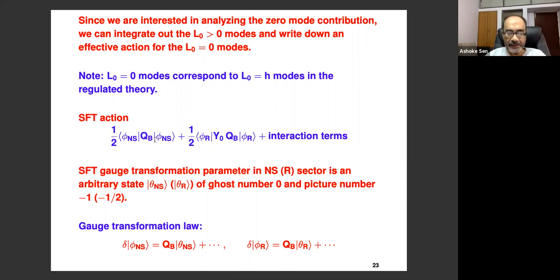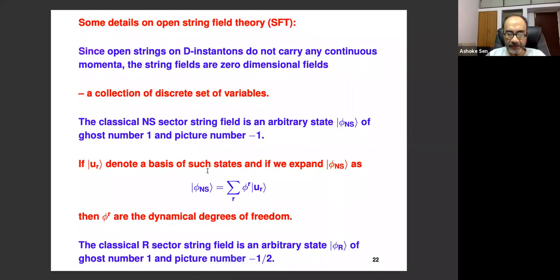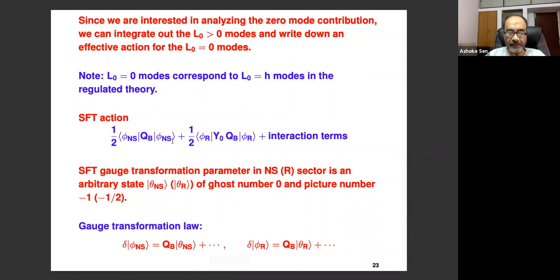This basically means that you take the expansion of phi_NS that I gave here and substitute in that expression. You will get some function of the phi_r expansion coefficients, and that is by definition the action of the string field.